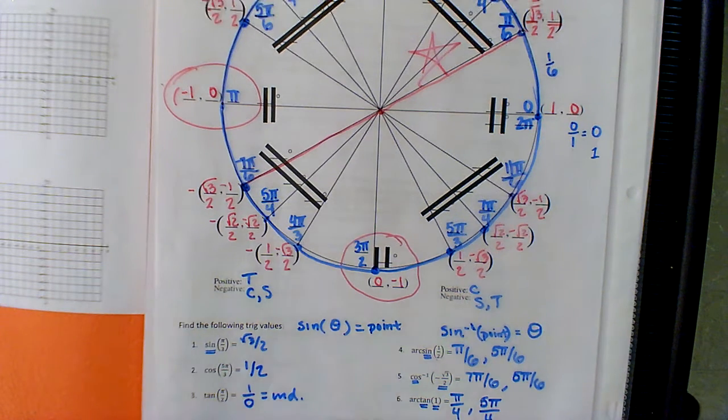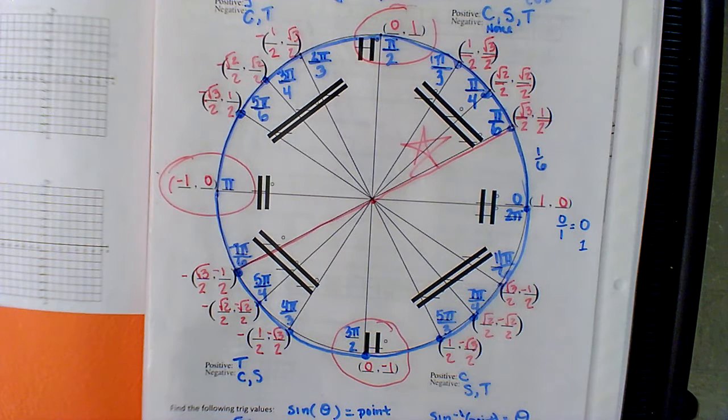All right. How are we doing with the unit circle? Pretty good? All right. We're going to go ahead and start our first unit.